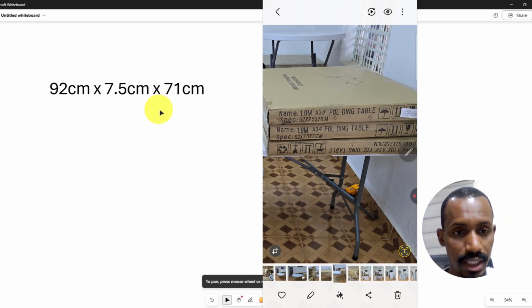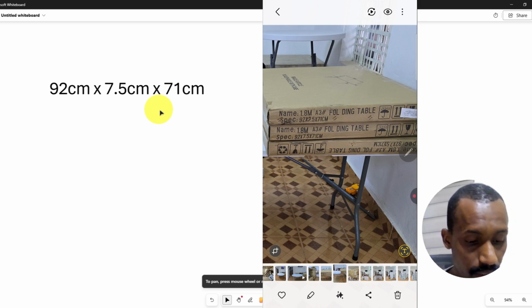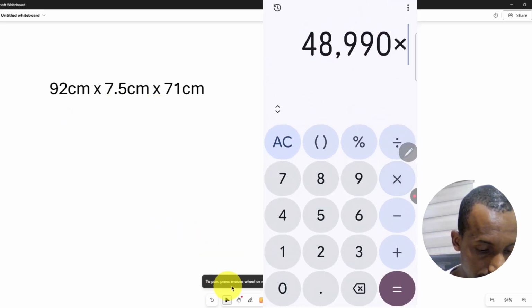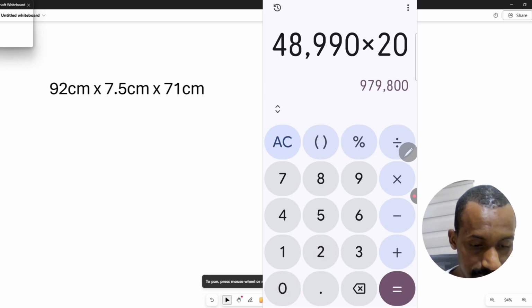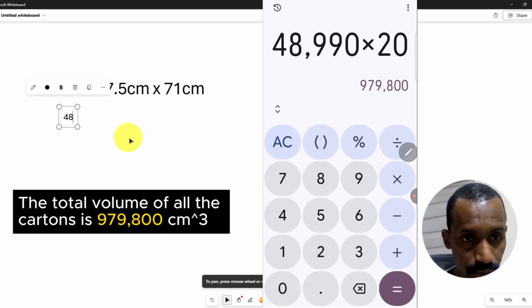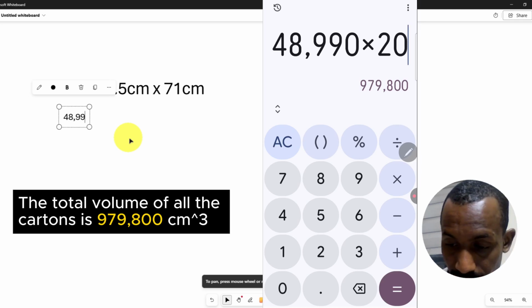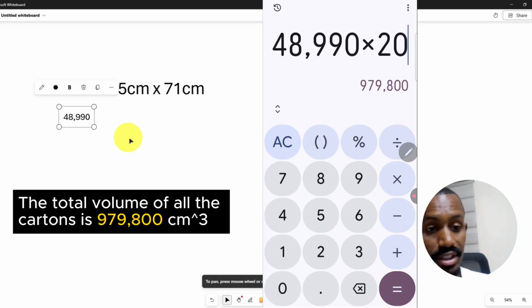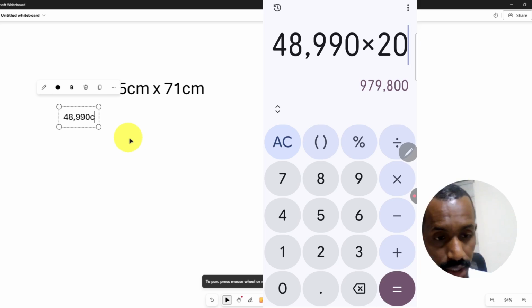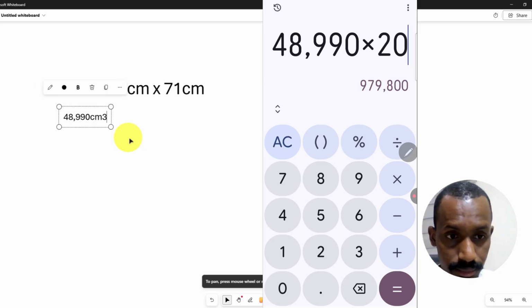48,990 centimeter cube. But it is how many of them? 20 of them. So you multiply it by 20 cartons, and this is going to give you 979,800. Okay, this is centimeter cube.